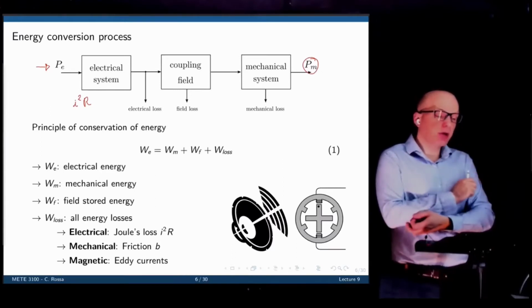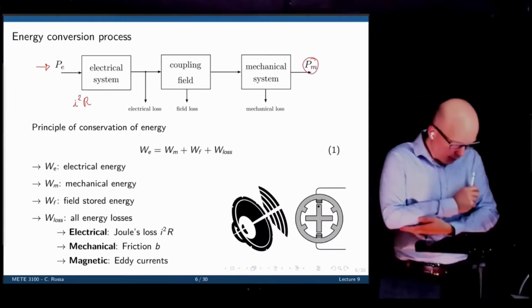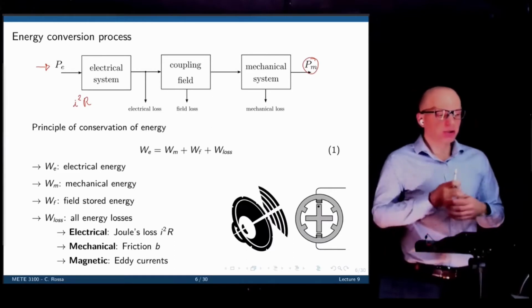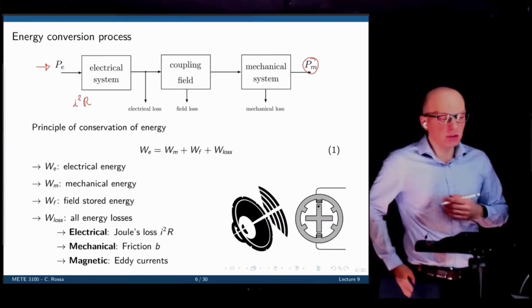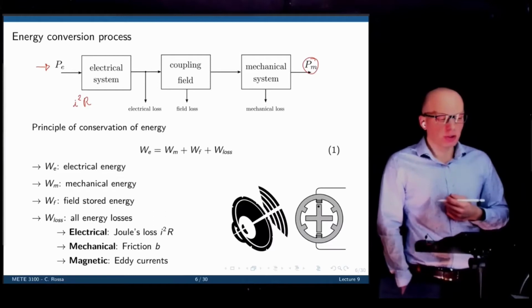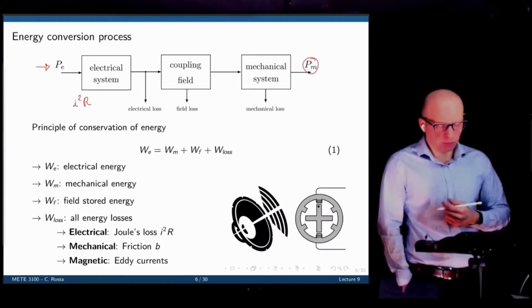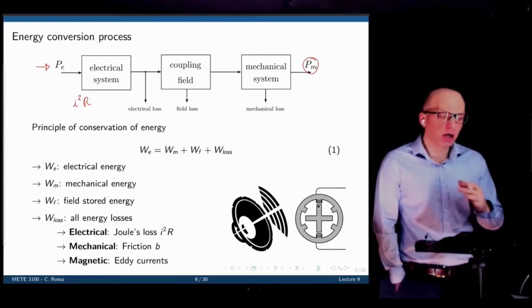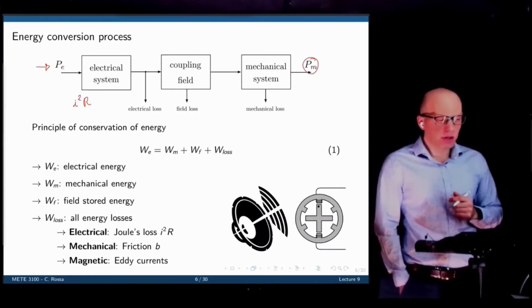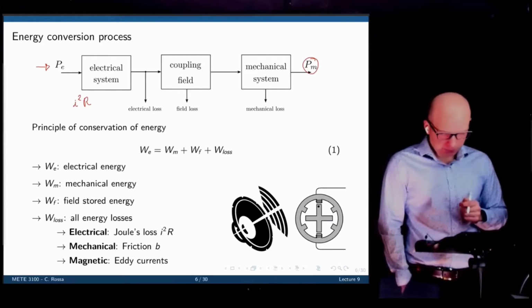And then eventually we have the mechanical system. And for a mechanical system, like any other, energy is dissipated again in the form of heat, but this time through friction. Any friction between moving parts dissipates energy in the form of heat. So all these losses are dissipated in the form of heat.